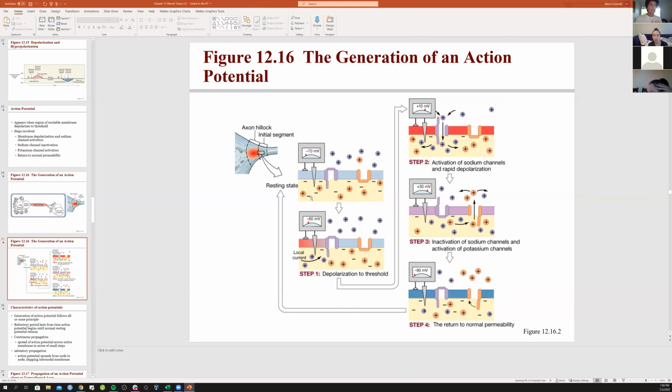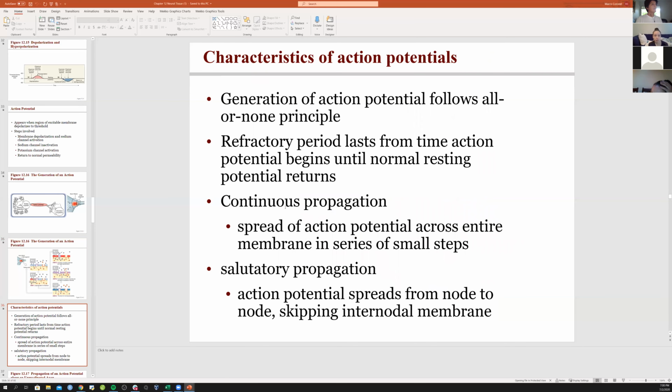But now we are far away from firing threshold. We're at negative 90 compared to the firing threshold of negative 60. So in order for this cell to reach the threshold for firing another action potential, there's got to be a lot of dopamine stimulating that cell in order for it to fire. So this is that refractory period, why it occurs. So now we have continuous propagation or saltatory propagation.